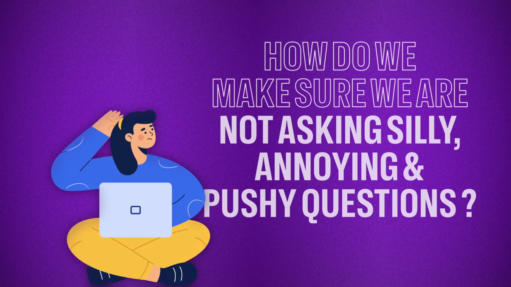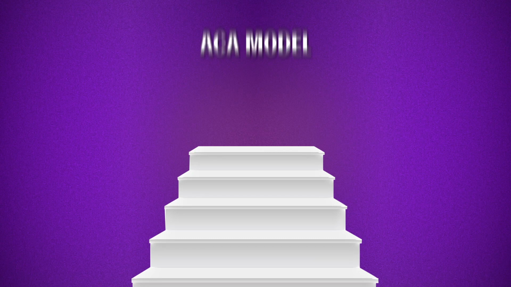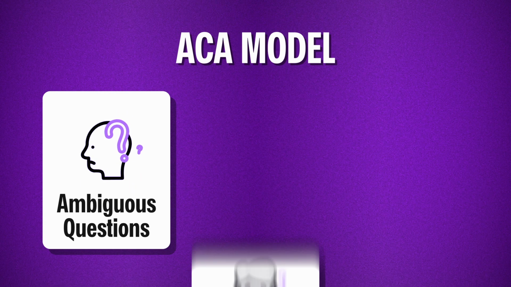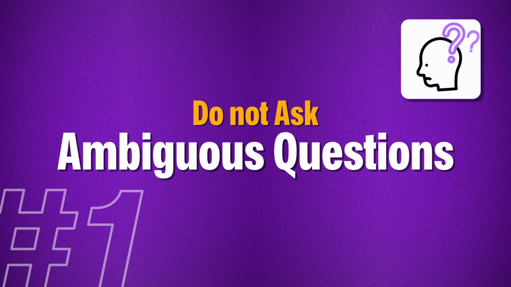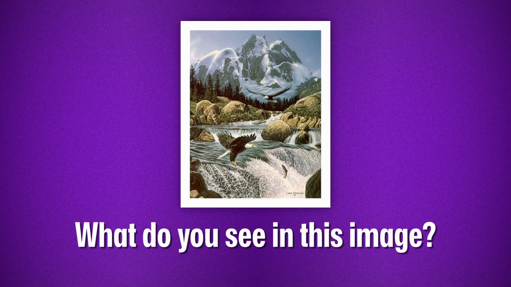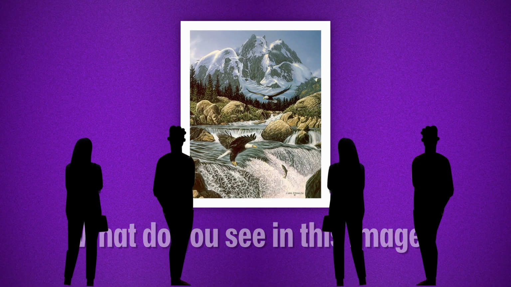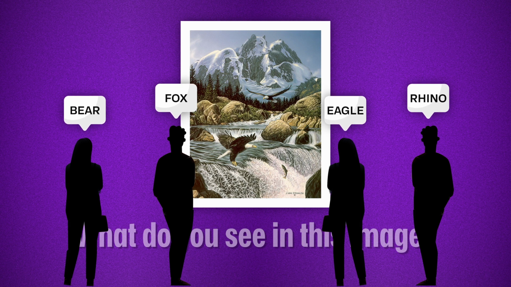So how do we make sure we're not asking silly, annoying or pushy questions just like those annoying relatives? Enters the ACA model. Ambiguous, confusing and absolute questions. Do not ask questions that are open to interpretation. It will mess up your data terribly, because whenever you ask a question that's open to interpretation, every person is going to interpret their own version out of it and they're going to give different answers. That means a weird kind of data. Now you don't want that, right? So make sure you define all the important terms beforehand.